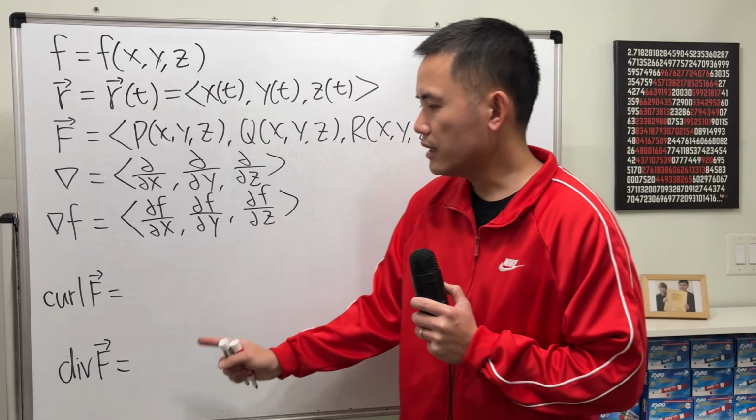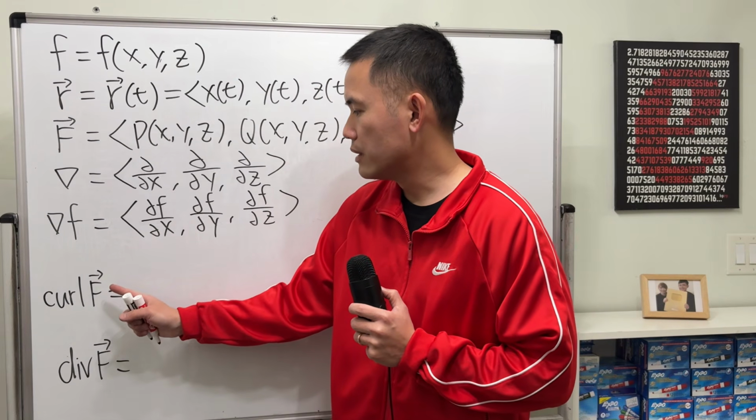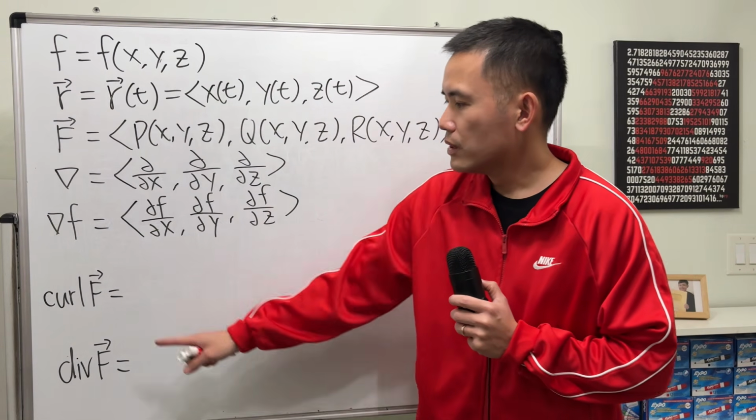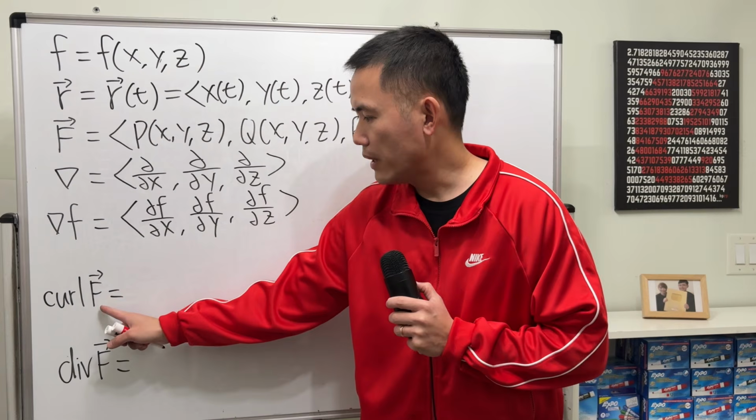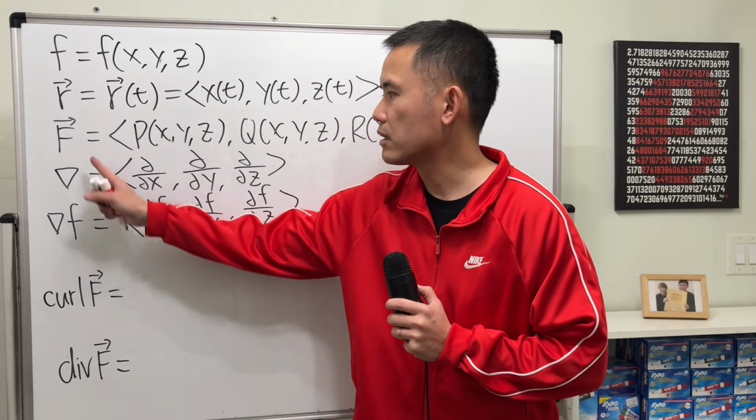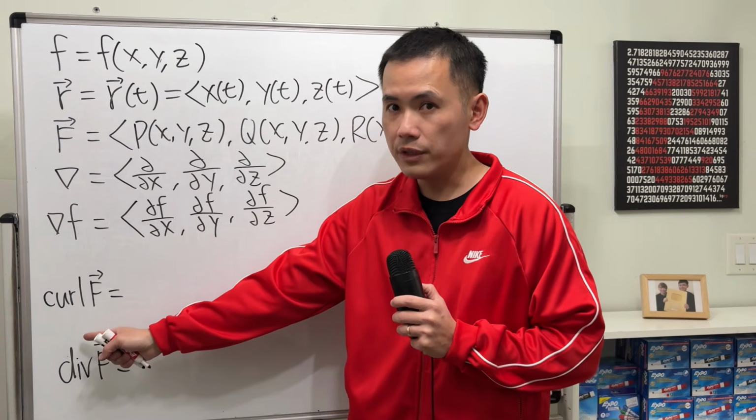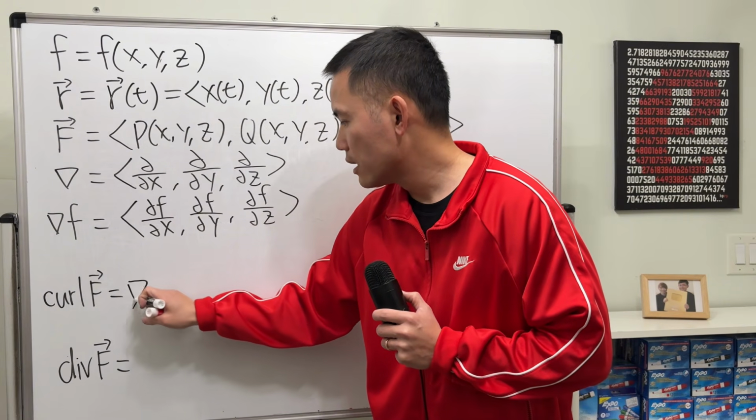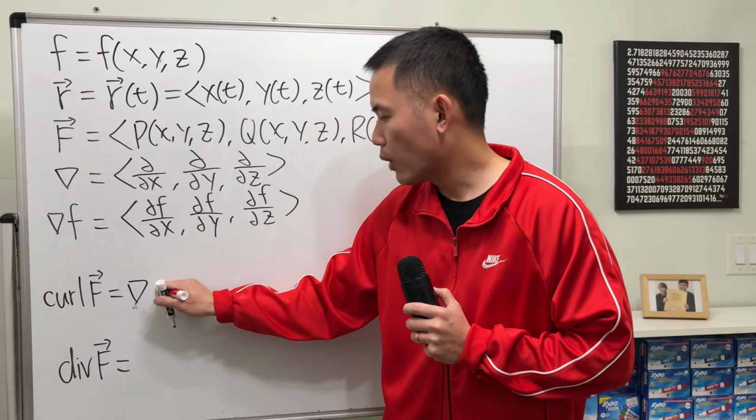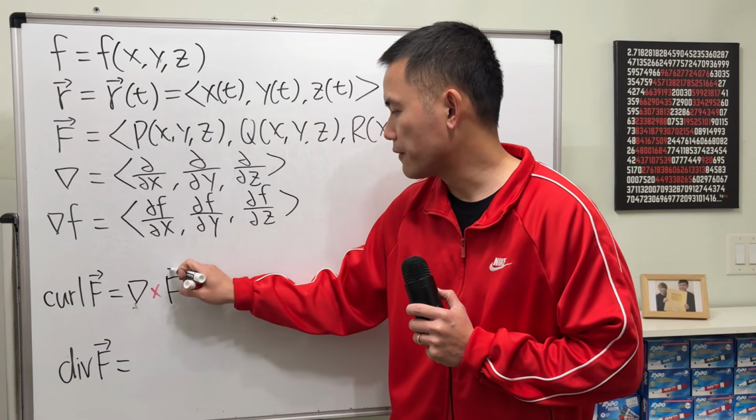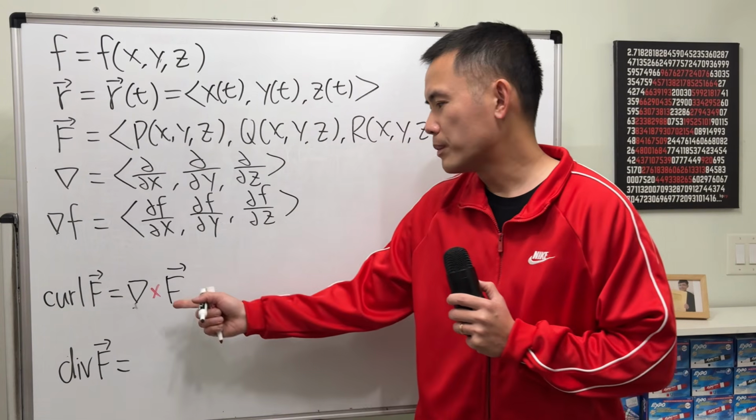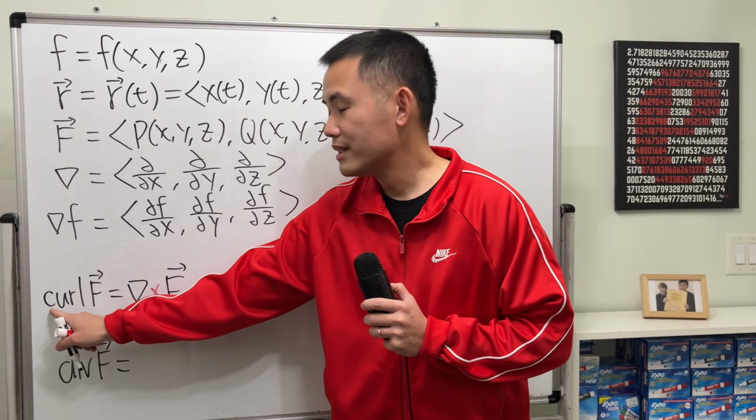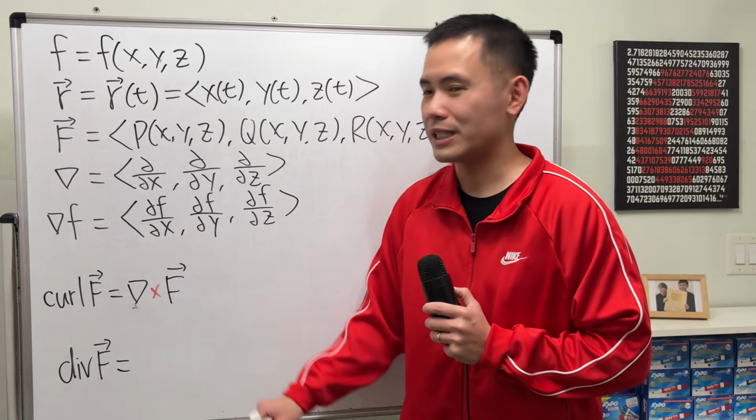Now, the next one is the curl of the vector field f. Have a look. The curl of f, this right here has to be a vector field. And the definition of this is that we will take the del, and then we do the cross product with our vector field. How can I remember this is the cross product? Well, the curl starts with a C, so it's a cross product.